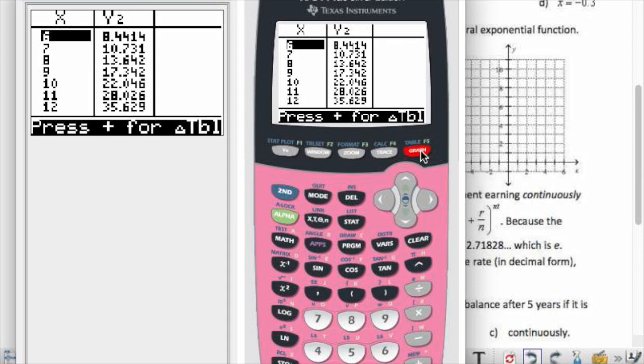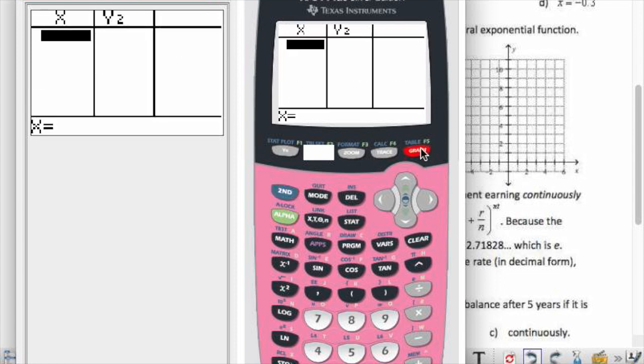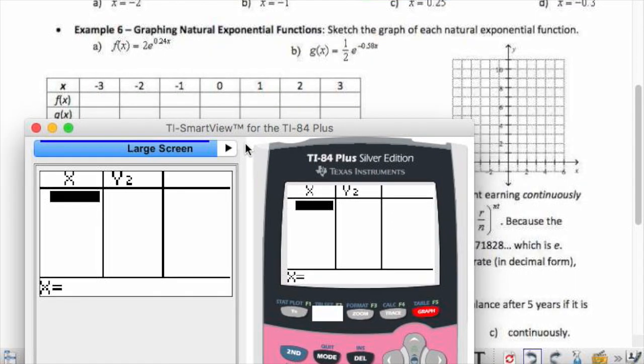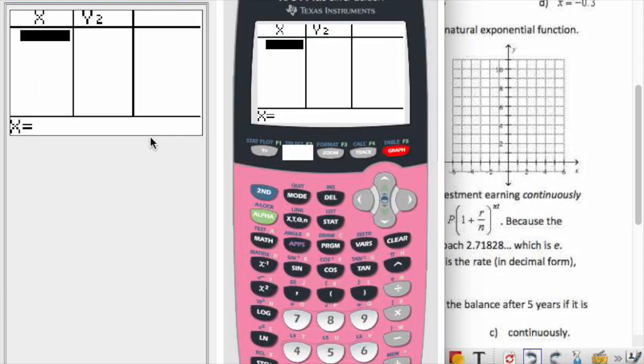Now I'd like for you guys to set the table up so that you can put your own x values in. If you go to second and table set, you want the independent variable to be on ask. Now when you go back to your table, there are no x values. Now you get to choose what x values you want to put into the table. In this case, we're going to put in those values right there, negative 3 to 3. But if I was skipping around a lot, or I wanted like a negative 5 and then a 1 and then a 7, if you want to just plug in random values, you could do that using the table setup the way that it is.